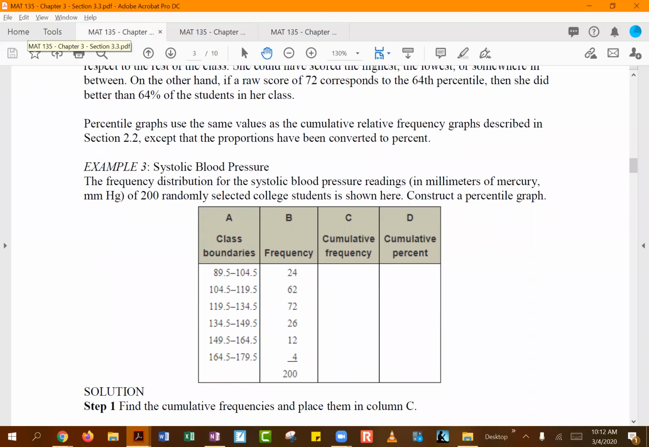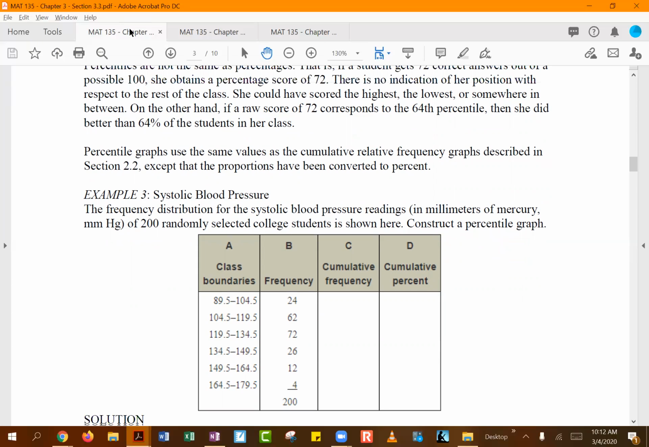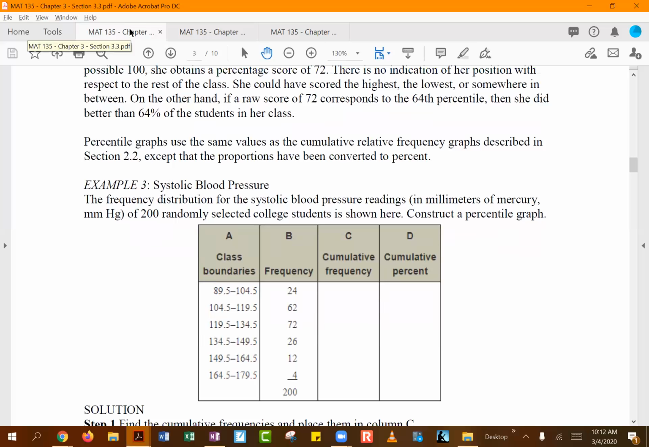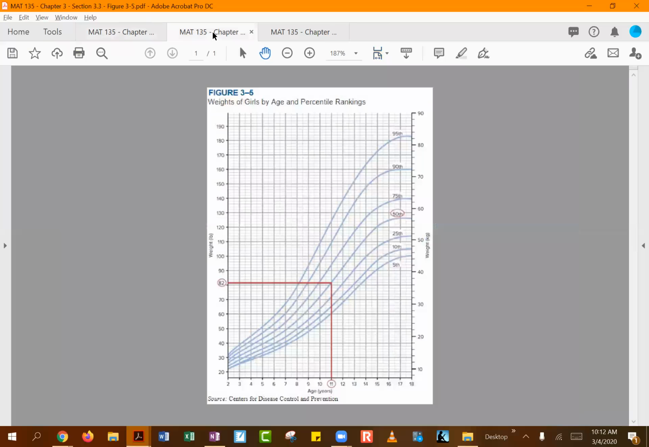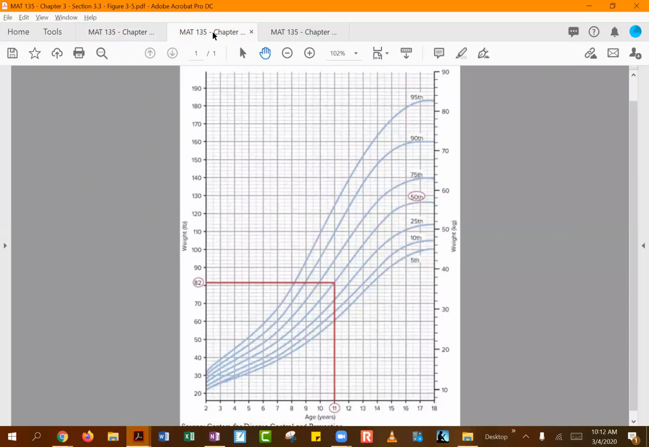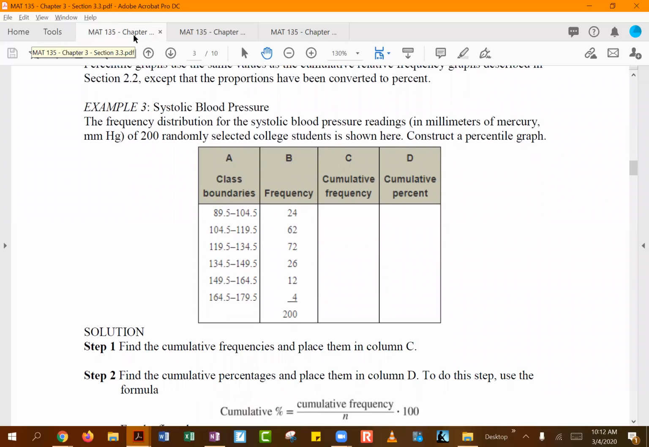All righty, let's go ahead and take a look at this example. They're talking about how percentile graphs use the same values as the cumulative relative frequency. Do you remember what those graphs were called when we used cumulative frequency to graph them? It is an ogive, yeah, and you can see that general ogive-like shape on these, right? That's what they're using, but you're doing multiple of those curves on the same graph.